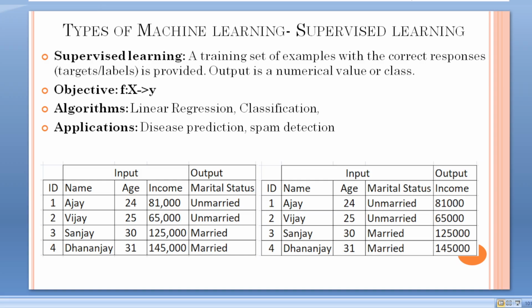As you can see in the table below, in the first table the inputs are name, age and income, and the output is marital class, which is a class. In the second table the input columns are name, age and marital status, and the output column or the feature is income, which is a numerical value. The objective of supervised learning is to learn a relationship between input and output. That is, the algorithm learns to map a function from x to y.